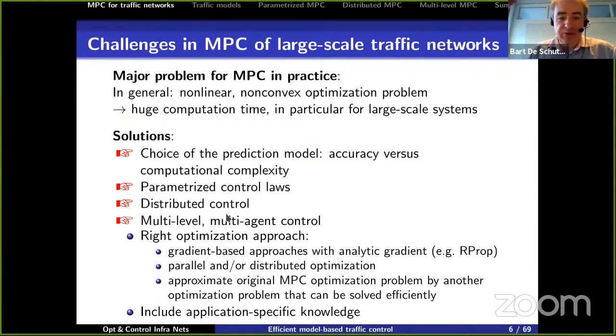If you can compute a gradient analytically instead of numerically, that can create a huge speed up. In addition to distributed control, you can also go for distributed or parallel optimization, or you can simplify your original optimization problem by another optimization problem. This will also be discussed at the very end of the lecture, where we are going to approximate a nonlinear, non-convex optimization problem by a mixed integer linear programming problem. And finally, and this is important not only for traffic networks, but also for other types of infrastructure networks, is to include application-specific knowledge.